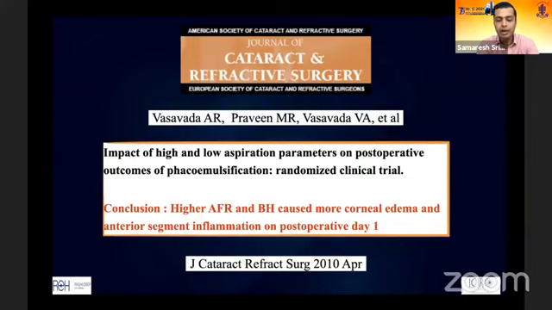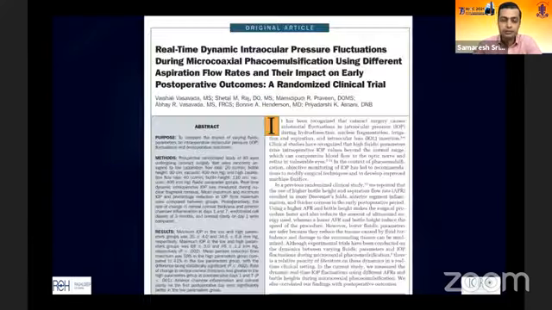So we defined a high parameter group and a low parameter group where we use significantly lower parameters. And we found out that if you use a high bottle height and significantly high parameters, you cause more corneal edema and more anterior segment inflammation on the first postoperative day. And I think this is very simple to understand. If you cause more turbulence, you're obviously going to cause more blood barrier to break down, and thereby you're going to cause more inflammation.